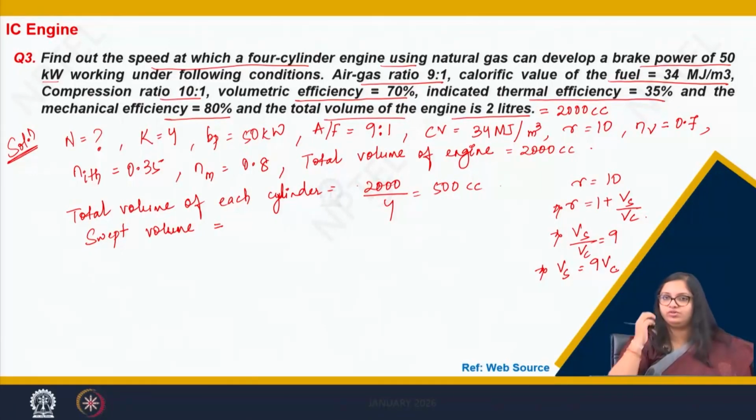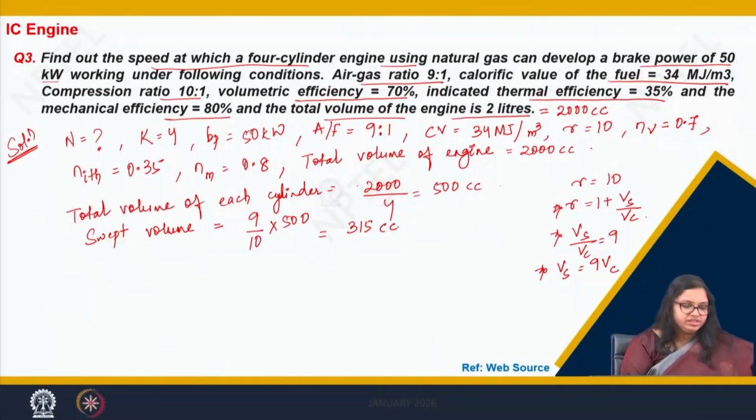So, let us say the total volume is 10. So, my swept volume will be 9 by 10th of the total volume, that is 500, which is given as 315 cc. Now, we have to find what is the volume of the gas that is taken in a cycle.